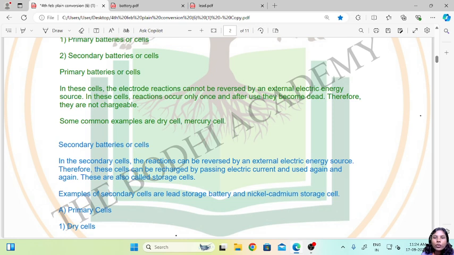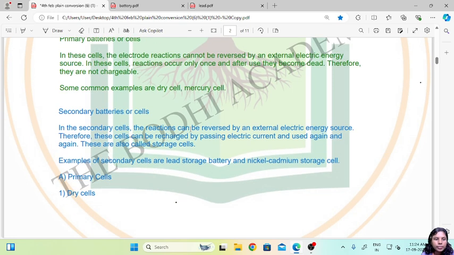In the same way, if you look at the batteries in a TV remote, once they are out of use, they cannot be recharged again. They don't work again even if you try to recharge them, or there is no source of rechargeability in them. Therefore they fall under primary batteries or cells.